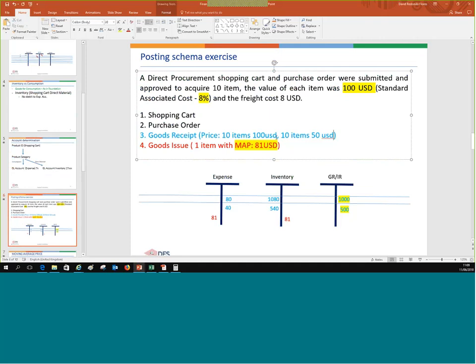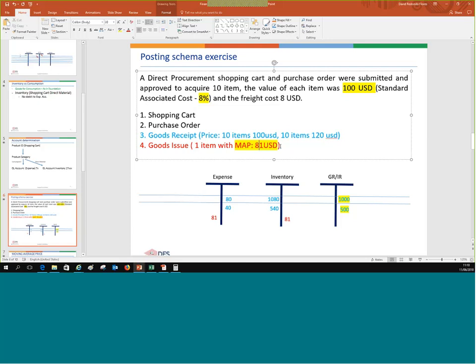Now someone is asking, what if, in this scenario where we acquire 10 items at one price and then we have some items at a different price. What happens if we acquire items with a higher price? Then what would be the impact? The impact would be exactly the same thing. The MAP will be recalculated. So in this case, we'll have a different MAP. The system will post different amounts here, and then again the system will recalculate the MAP. There will not be any difference.